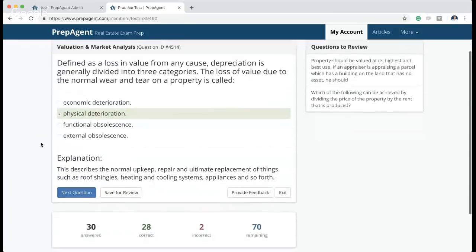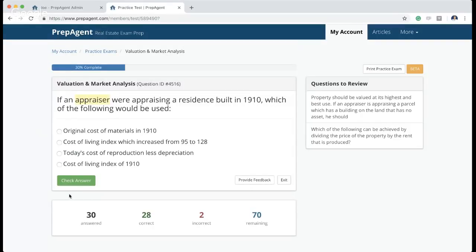B, physical deterioration. If an appraiser were appraising a residence building in 1910, which of the following would be used? A, original cost materials in 1910. B, cost of living index, which increased from 95 to 128. C, today's cost of reproduction less depreciation. Or D, cost of living index in 1910.